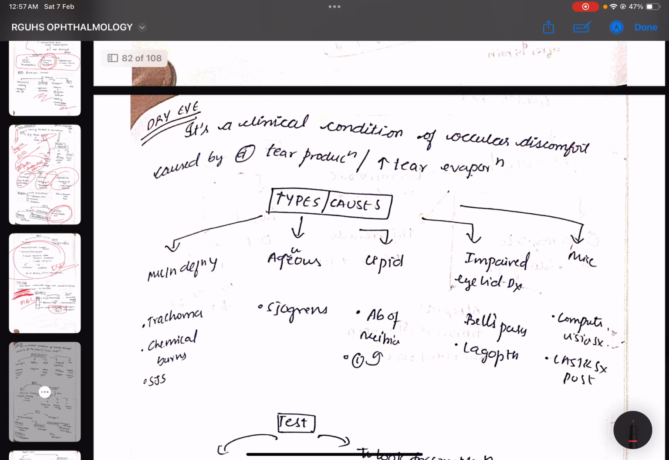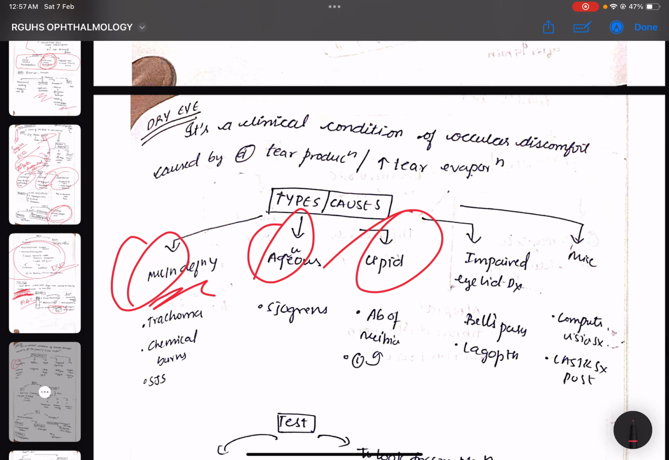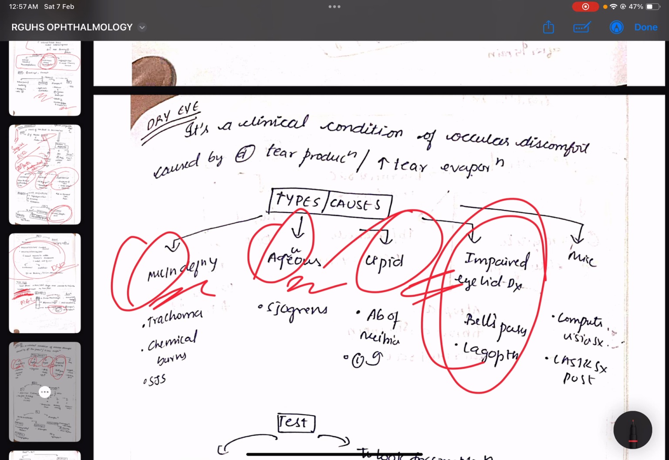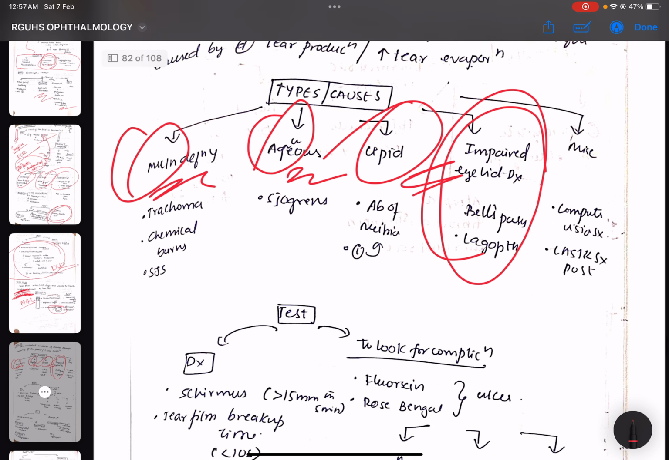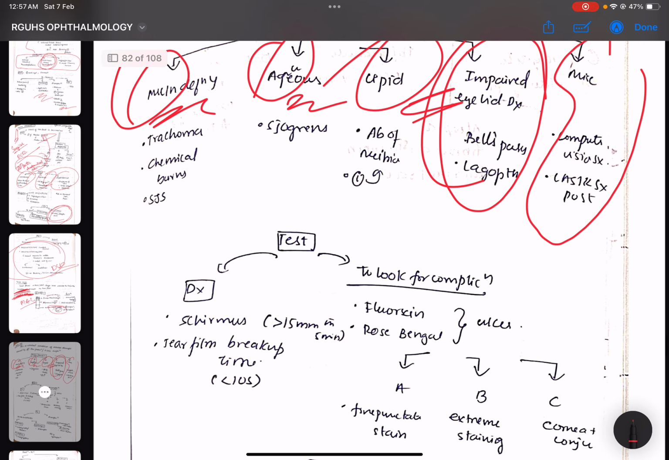Again, dry eye may be due to mucin deficiency, aqueous deficiency, or lipid deficiency. Again, if the eye is not getting closed, for example in Bell's palsy and lagophthalmos, that can also cause dry eyes. And these are the miscellaneous causes. Again, what is the major thing which you need to think?